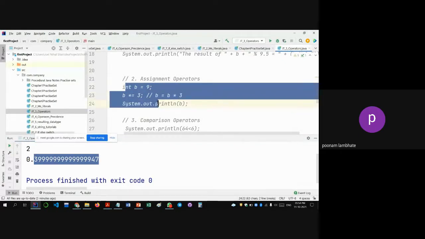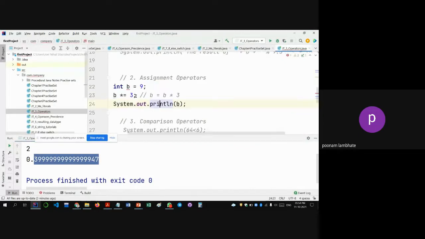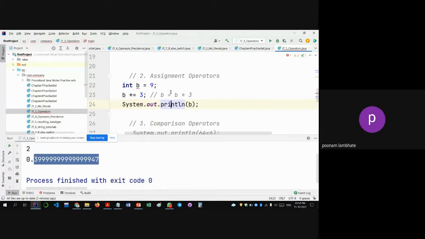Now this is for assignment operator. What we are doing here, int b equal to 9, b asterisk equal to 3, means it is nothing but b is equal to b into 3. So this is nothing but b is equal to, what is the current value of b? Can anyone tell me? 9. Yes, 9 into 3. 9 into 3 is what? 27. So the value of b will get displayed as 27.